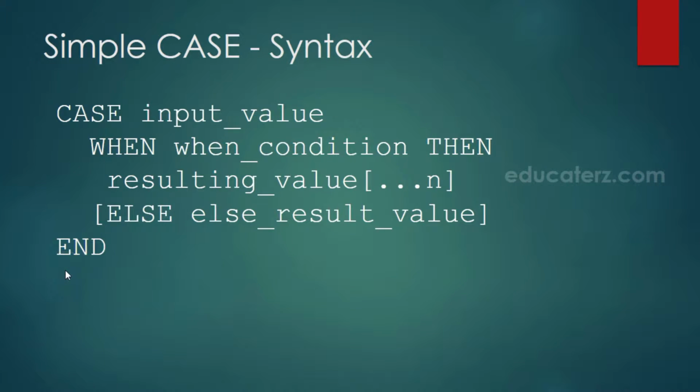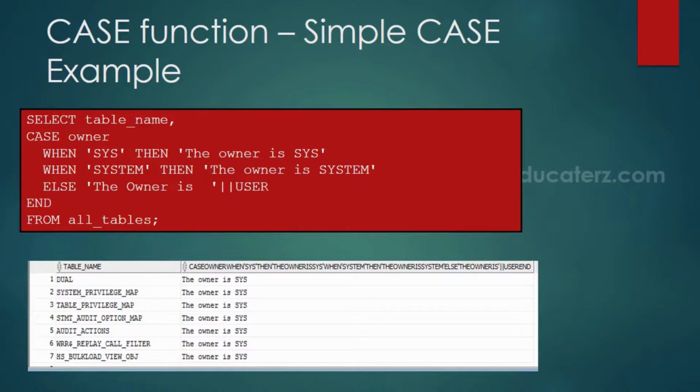Let us see an example. Case function, simple case example. Select table name, case owner. When sys, then the owner is sys. When system, then the owner is system. Else the owner is user. End of the case. From all tables.